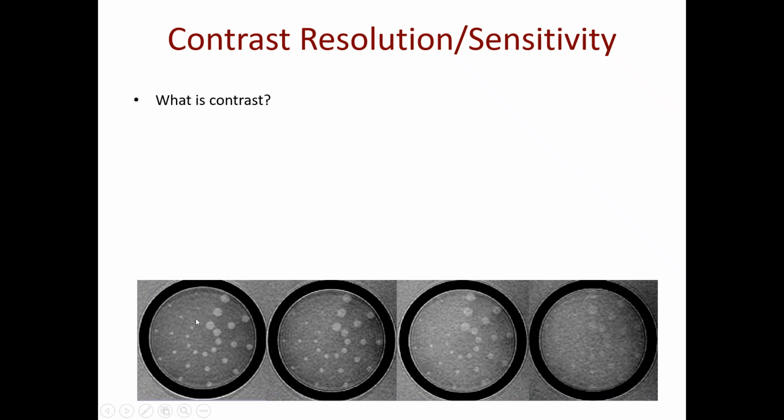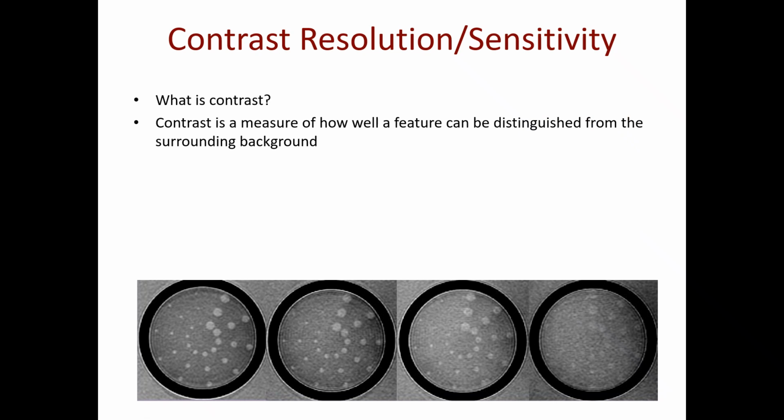However, if the density difference is not large, I might not be able to do so. And if I have an increased level of noise, those emulsion bubbles are still in there, I just might not be able to see a good contrast. This is what we're essentially dealing with. Contrast is a measure of how well a feature can be distinguished from the surrounding background.